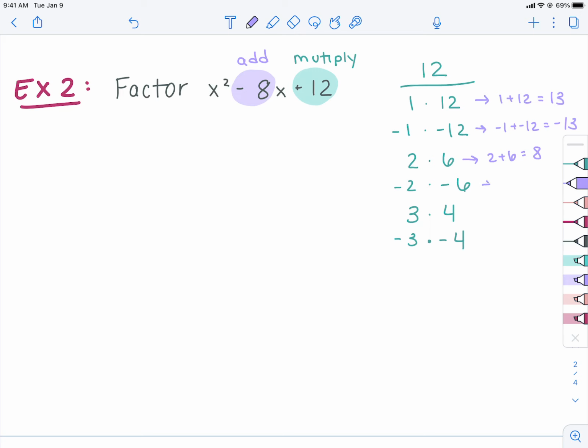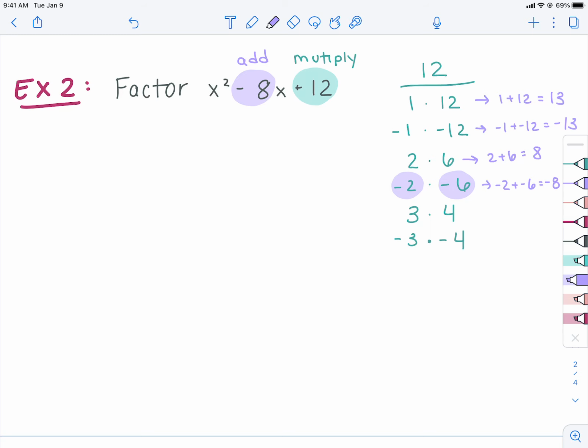Negative 2 plus negative 6 gives me negative 8. So because negative 2 and negative 6 multiply to be positive 12 and add to be negative 8, those are the two numbers that I can use to factor this. So I am able to get a solution here.